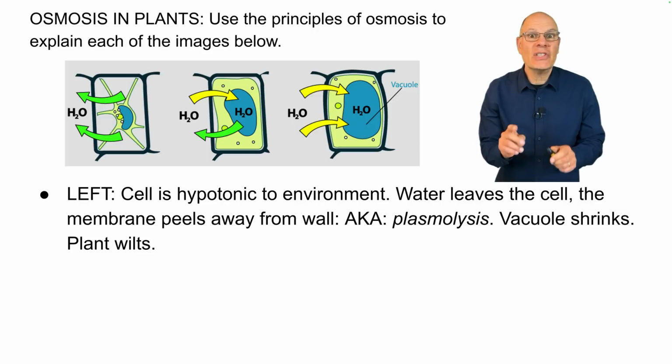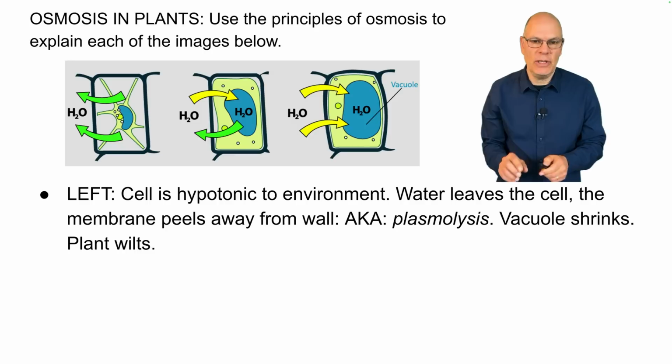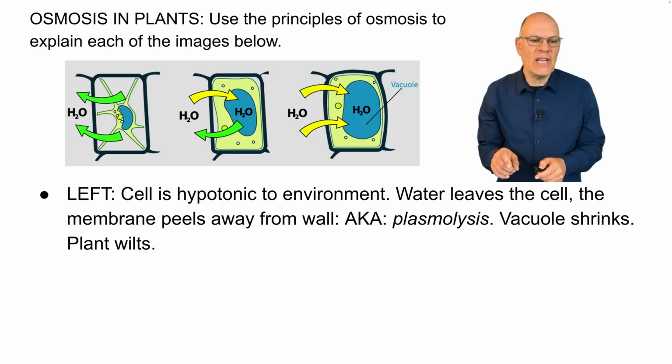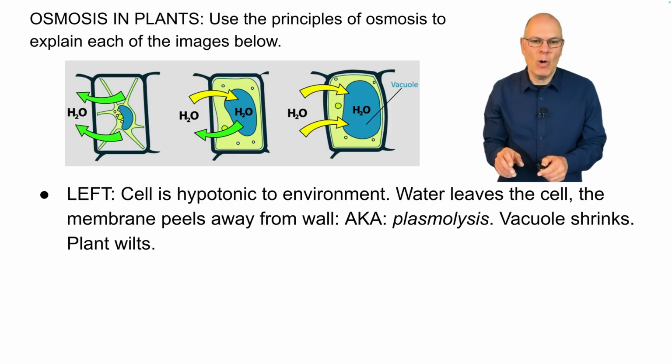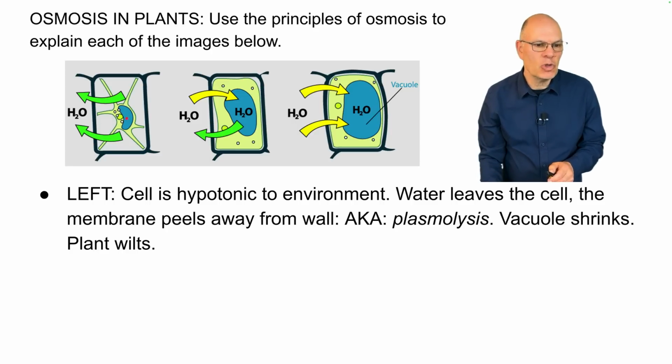On the left side, the cell is hypotonic to the environment. Water leaves the cell, the membrane peels away from the wall. That's also known as plasmolysis. The vacuole shrinks and the plant wilts.